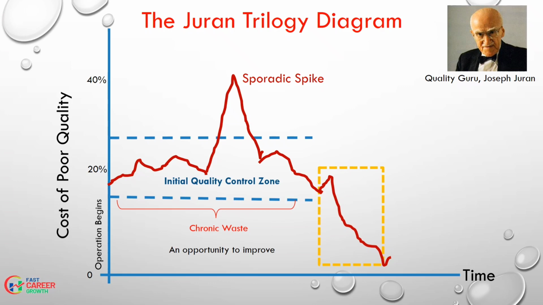The chart also shows that in due course the chronic waste was driven down to a level far below the original level. This gain came from the third process in the trilogy, quality improvement. In effect, it was seen that the chronic waste was an opportunity for improvement, and steps were taken to make that improvement.